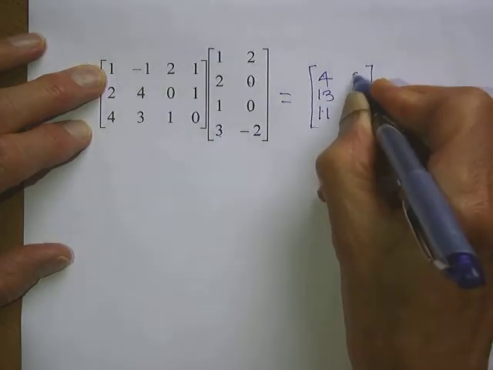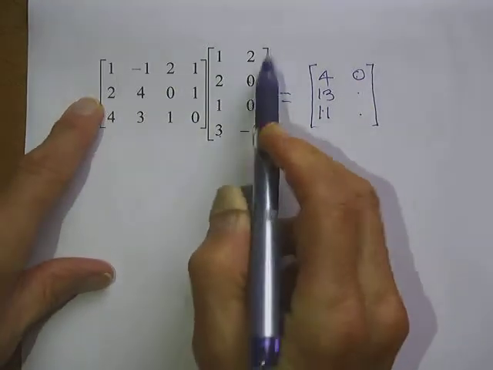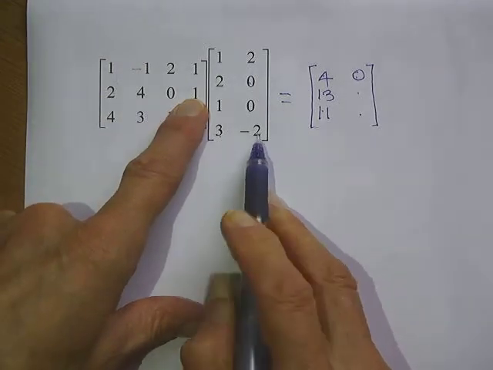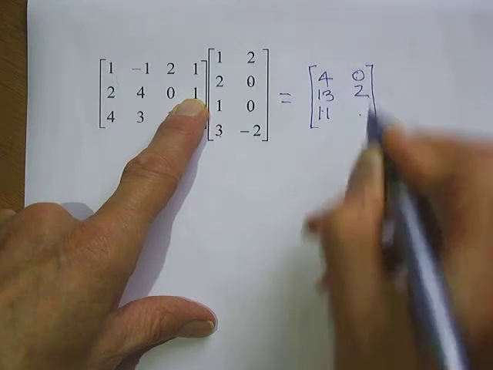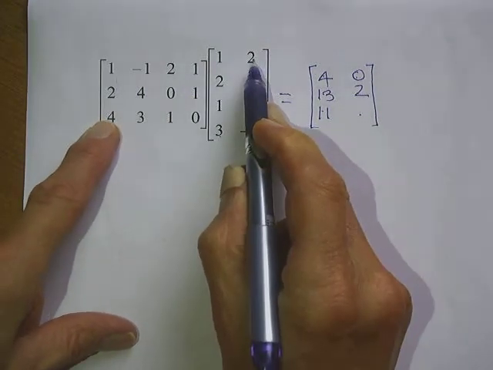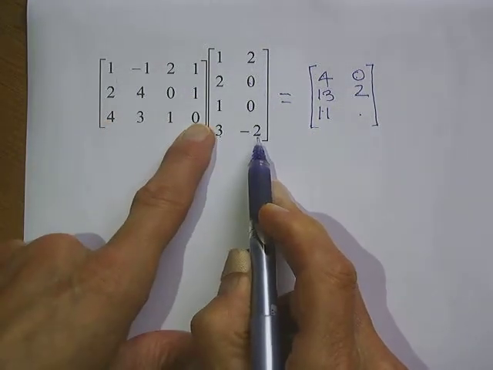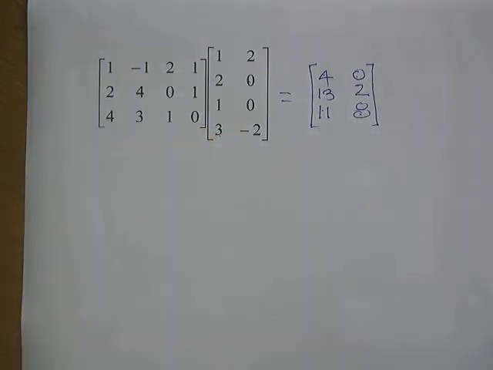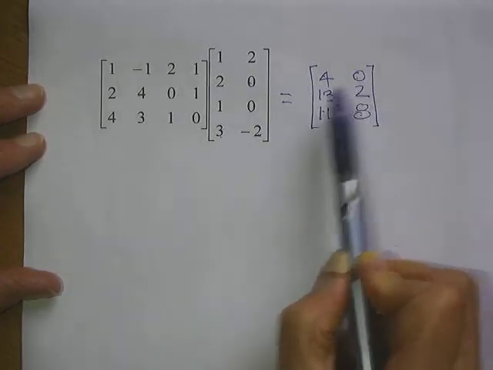So 2 ones are 2. Minus 2 times 1, well, that's down to 0. 2 2s are 4. Minus 2 times 1, that's 4 minus 2. That's 2. And 2 4s are 8, and minus 0, so that's 8. So there's the answer.